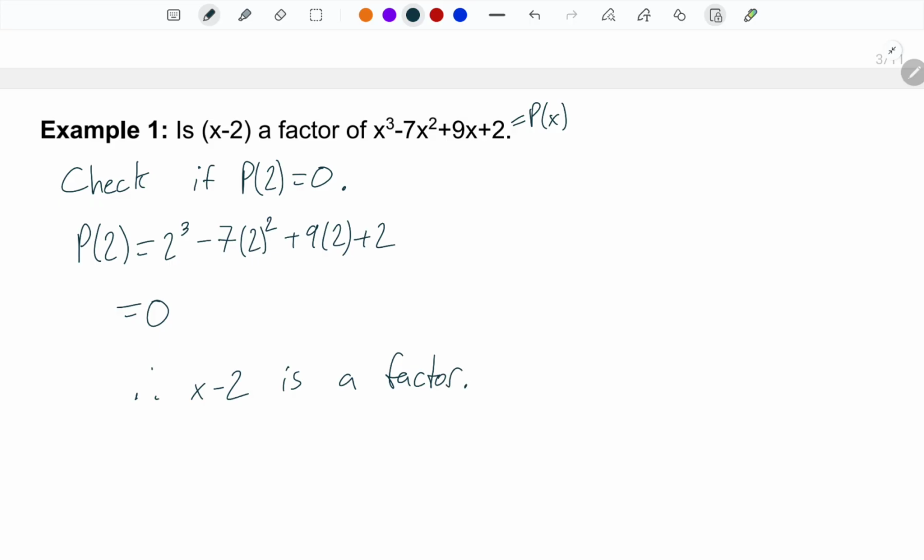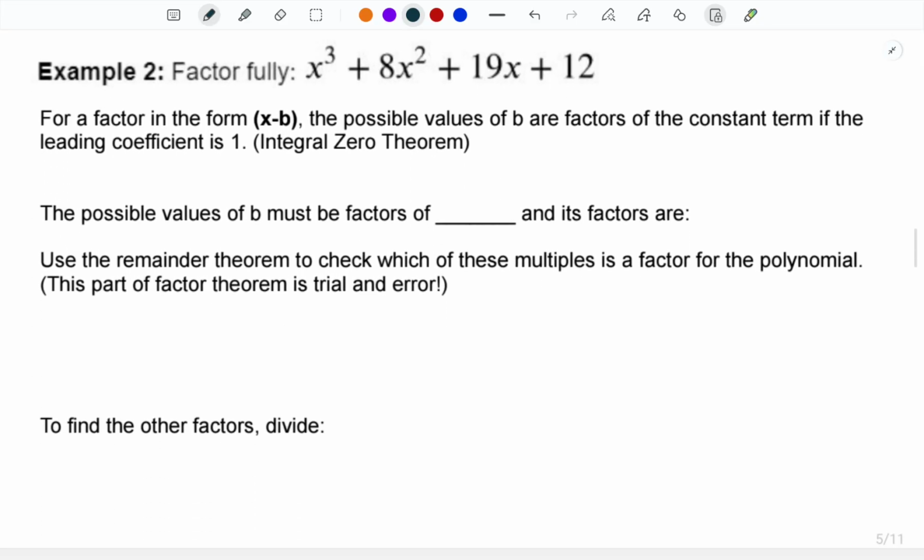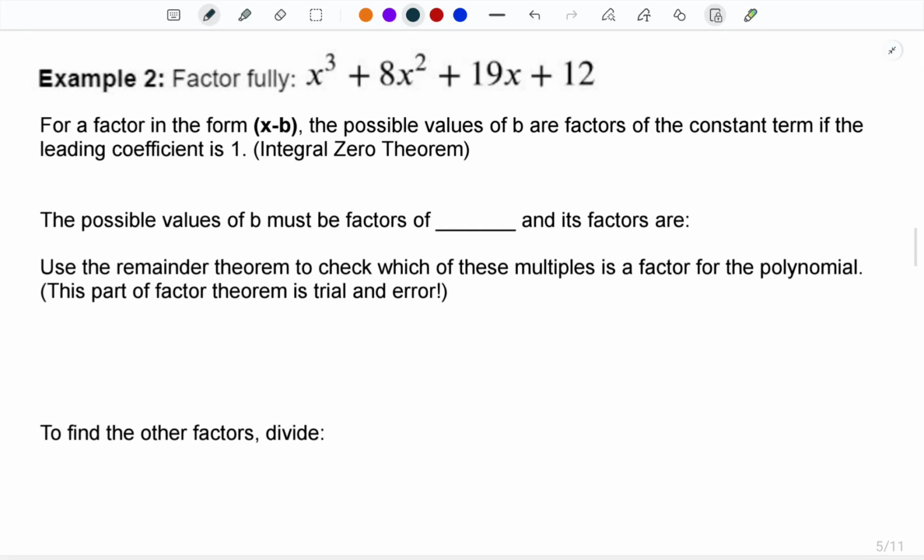Okay. And that's what we're going to actually do to be able to factor: we're going to search for numbers that make our polynomial equal to 0, and then we're going to use those numbers to form the factors. Okay, and that's going to be this method that we're going to go through here. So we're going to factor fully x cubed plus 8x squared plus 19x plus 12.